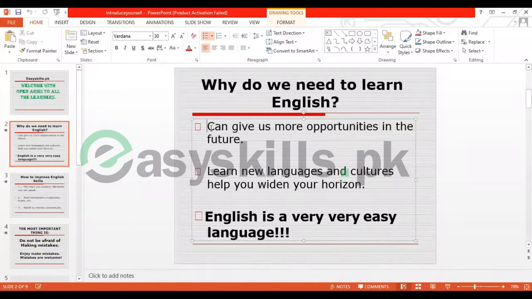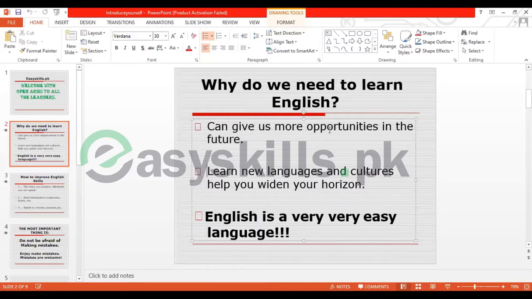Because when we compare two persons, one with English proficiency and one without, you will see the one who can speak English very well will get that opportunity. Because in the future, or even in the present, it is very, very important. All right, the second point, when you learn English, it helps.